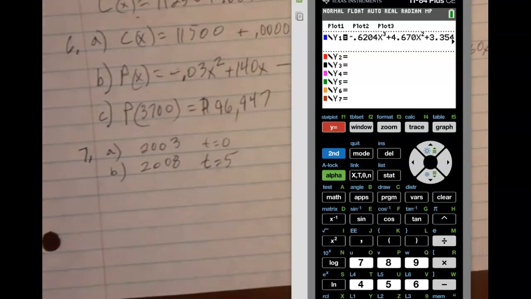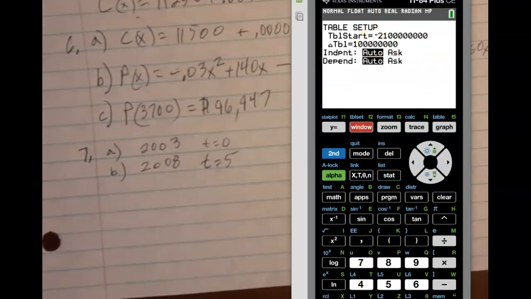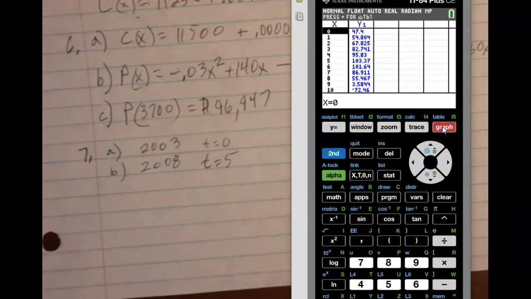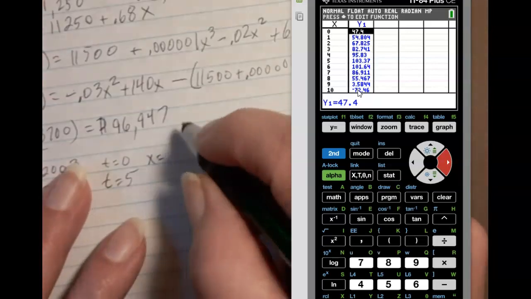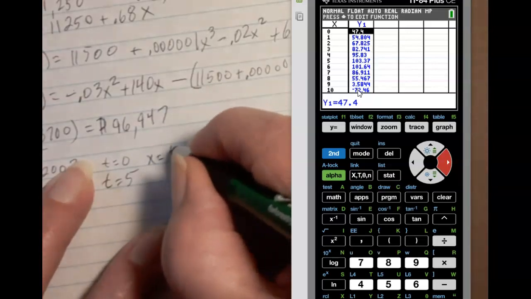So I can go to my table, second table set this up at 0, the delta table to be 1, and then look at the table, second table. And this will give me both my answers. This is 47.4, and this says 1, 2, 3, 4, 5, down here 103.37. Now each of these will have to be multiplied by 1,000 because we're in units of 1,000, so I actually want to tell how many I've made. I'm going to scroll over here and see if there are any more decimals, and there aren't. So the first answer here will be x equals 47,400.